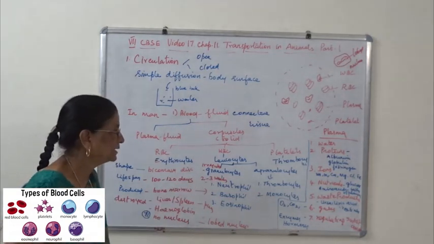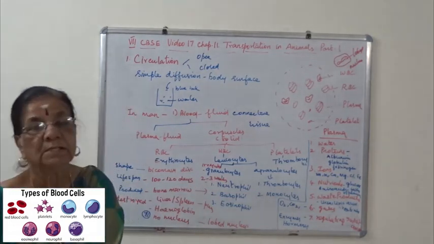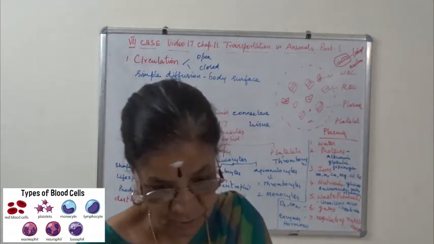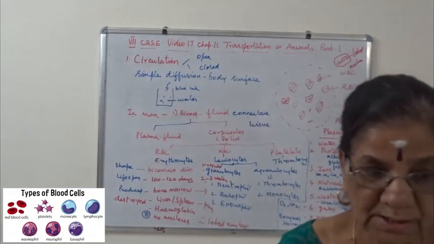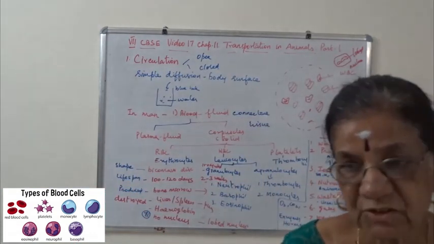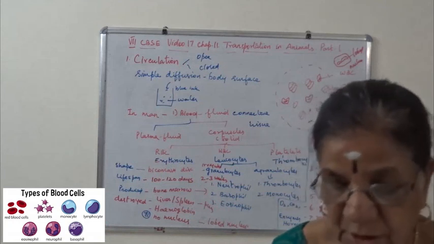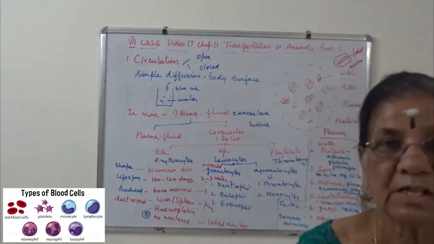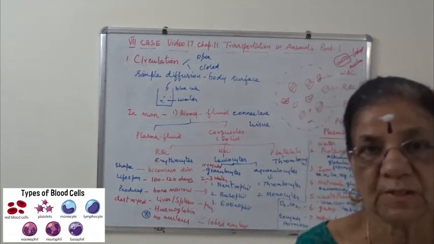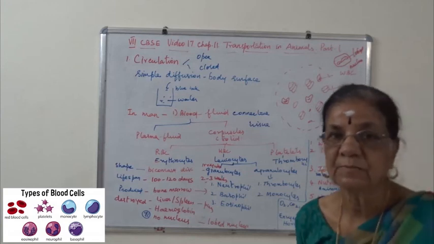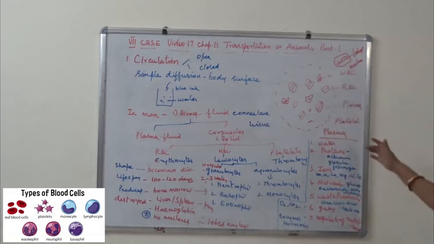And then platelets, also known as thrombocytes. They are similar to RBC but smaller in size, and they take part in blood clotting along with the plasma protein fibrinogen. I hope you understand. So this is for blood plasma.